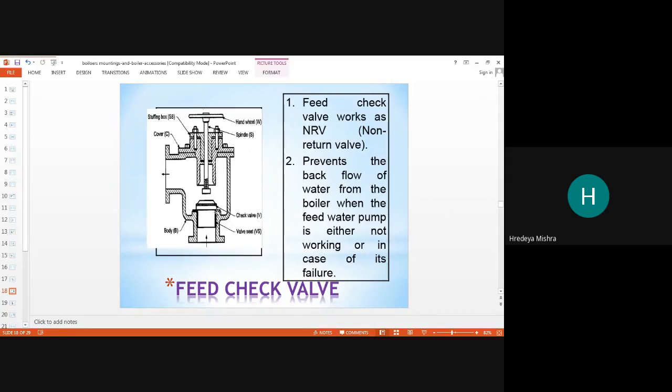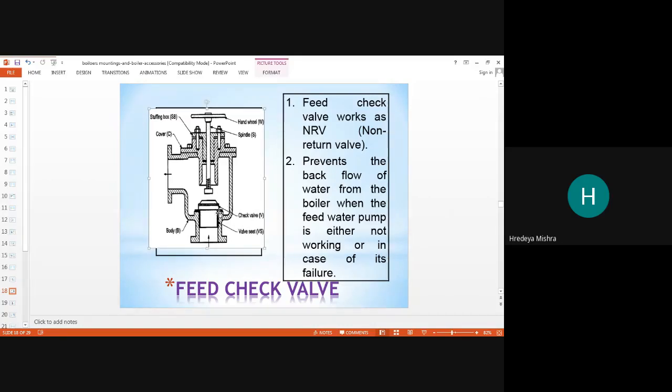So, the feed check valve. What is the work of the feed check valve? The feed check valve works as an NRV, a non-returning valve. You can see a non-returning valve example anywhere.